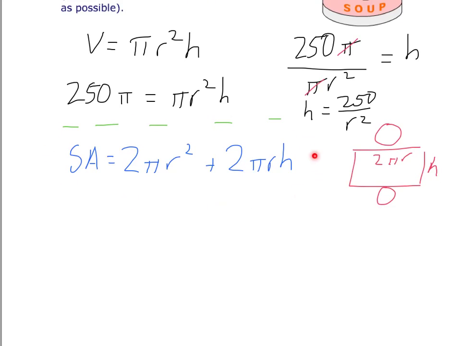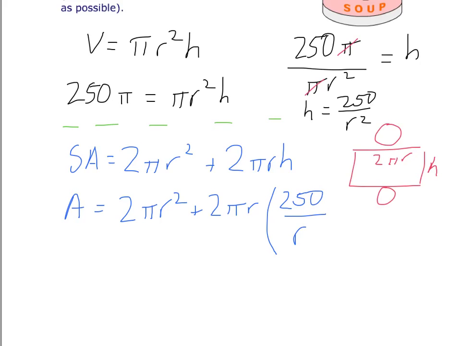Now we can take this new equation and we can substitute it in where h is in our surface area equation. Now to help with this, I'm just going to change this from surface area just to area. So area is equal to 2 pi r squared plus 2 pi r in brackets 250 over r squared.